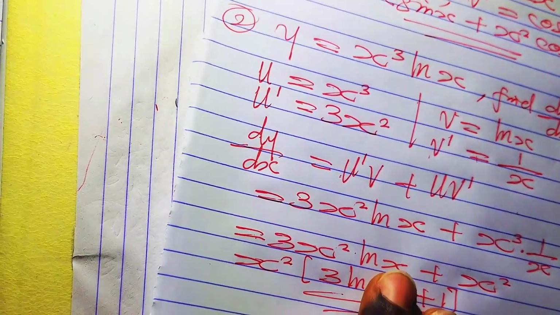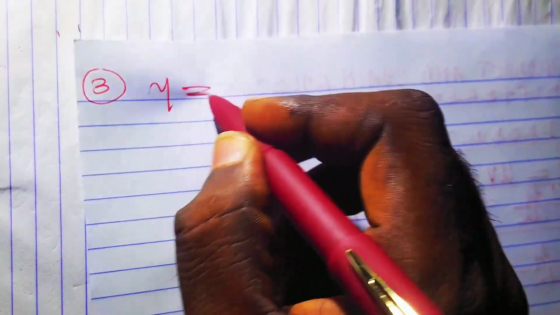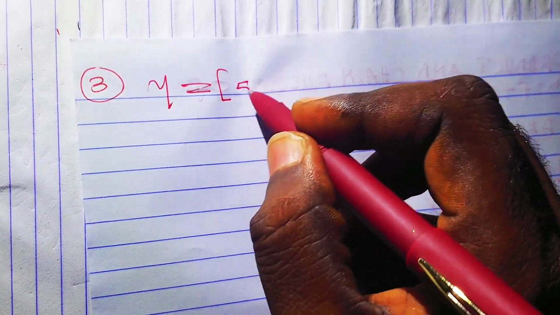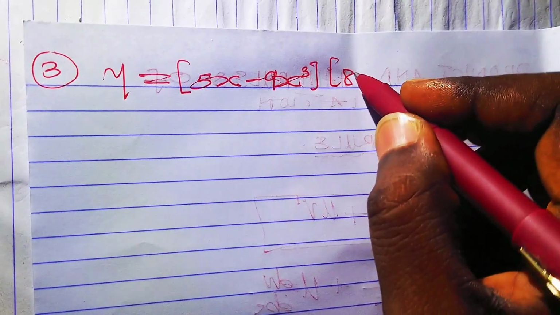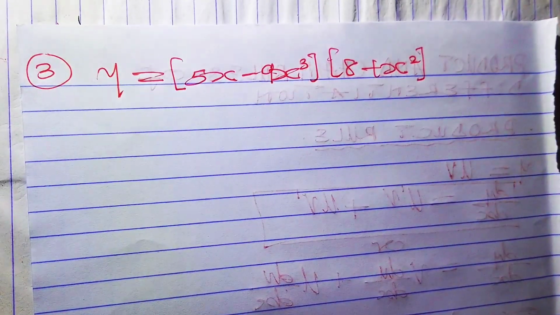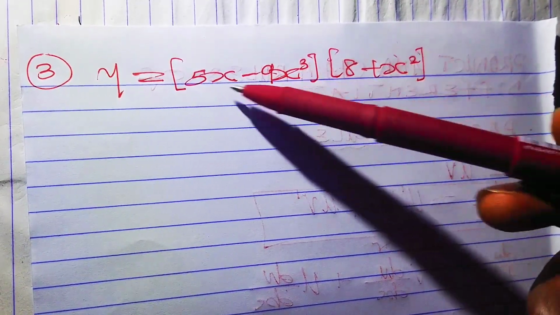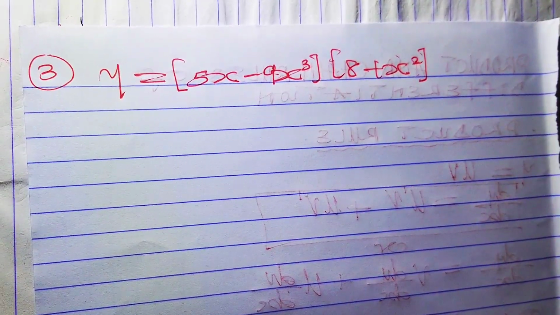So let's take a look at another example here. Let's say that's my question 3. Question 3 says y equals 5x minus 9x cubed, multiplied by 8 plus x squared, and then we have to find dy/dx. Instead of opening up the bracket and having complex polynomials, we can simply apply the product rule to solve this question.